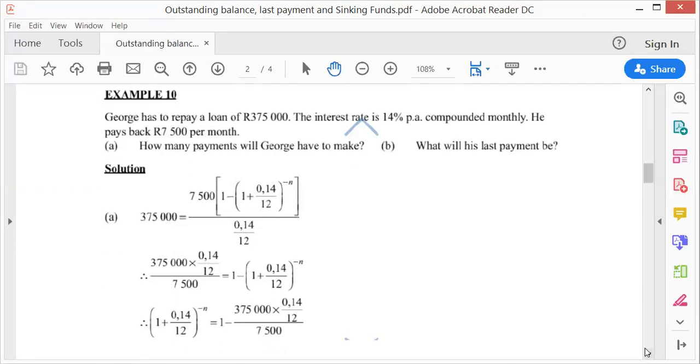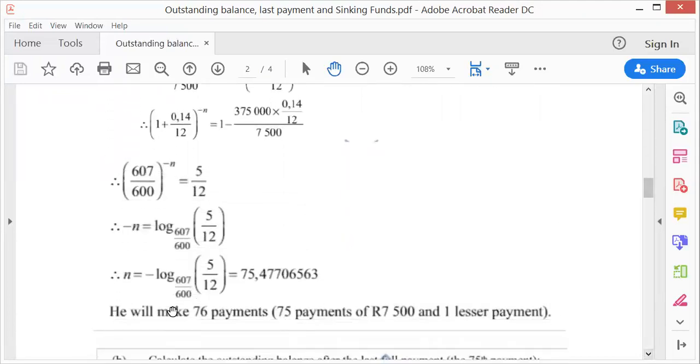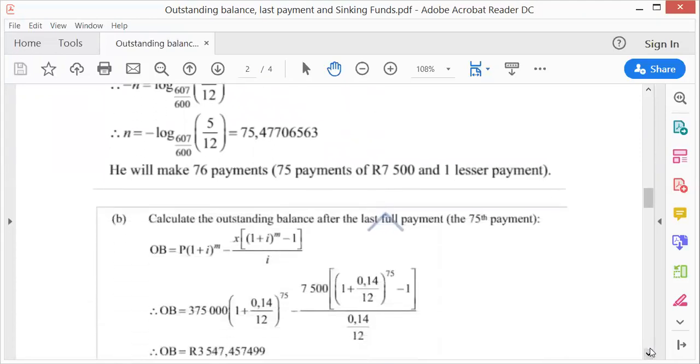Then you do all of that, cross multiply, find your logs like we've done before, and then you get, okay, see, 75,47. So 75 is the integer, but there's a comma 4. So therefore, it makes it 76 payments. Although you know the 75 payments will be the equal amount every month, but the 76th payment will be something smaller, and that is the outstanding balance. So let's do that outstanding balance quickly.